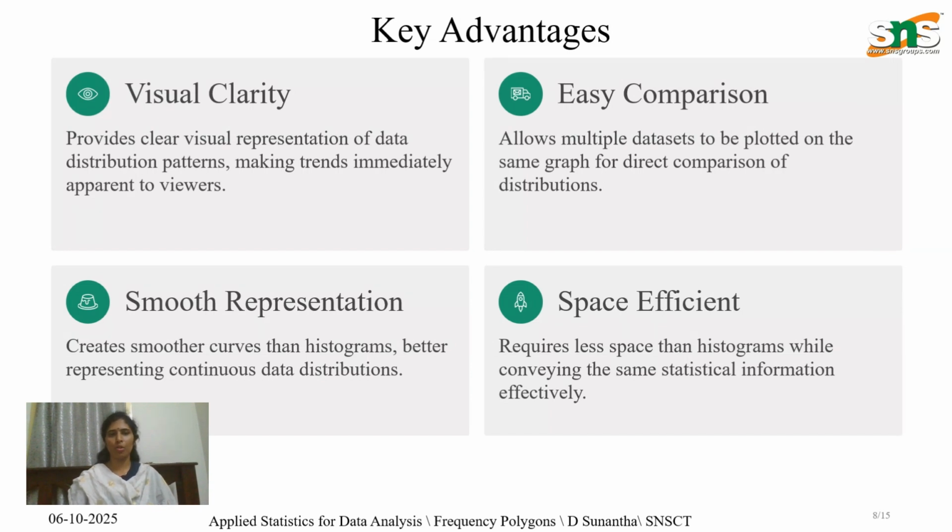Next, the key advantages of this are visual clarity. This provides visual clarity using distribution data patterns, making trends immediately apparent to viewers. Next is easy comparison, which allows multiple data sets to be plotted on the same graph for direct comparison of distribution. Smooth representation: the frequency polygon creates smoother curves than histograms, better representing continuous data distributions. Next is space efficient, requiring less space than histograms while conveying the same statistical information effectively.